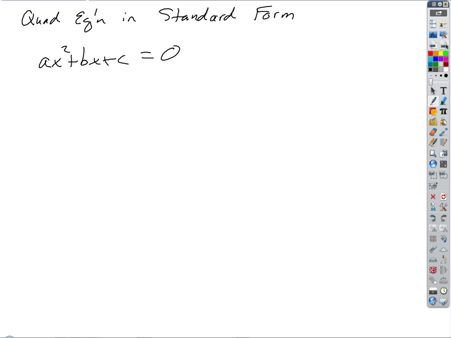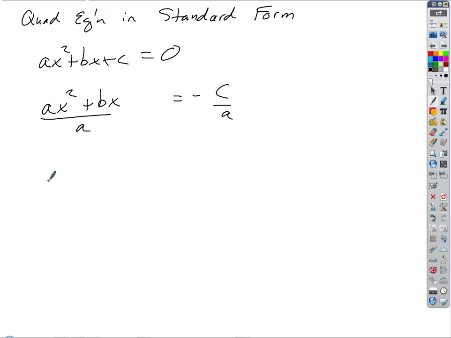So what would we do? What are the steps we'd go through here to solve this quadratic equation by completing the square? What could we do? Okay, we've got to subtract c, get the constant on the other side, right? So ax squared plus bx equals negative c. Now, what were the other things that we had to do? We've got to divide by a, okay?